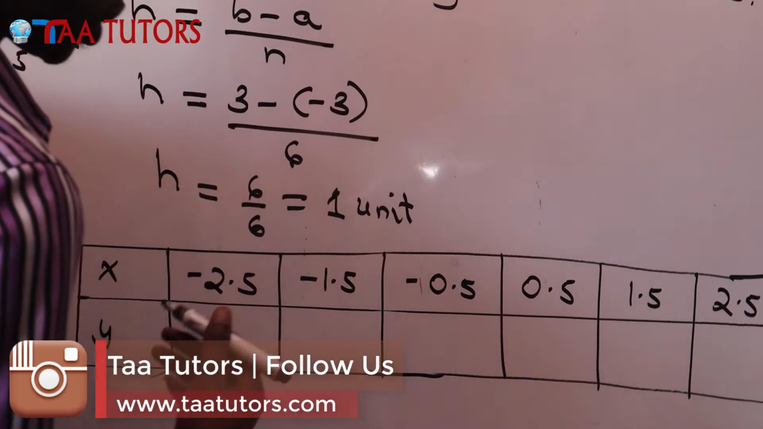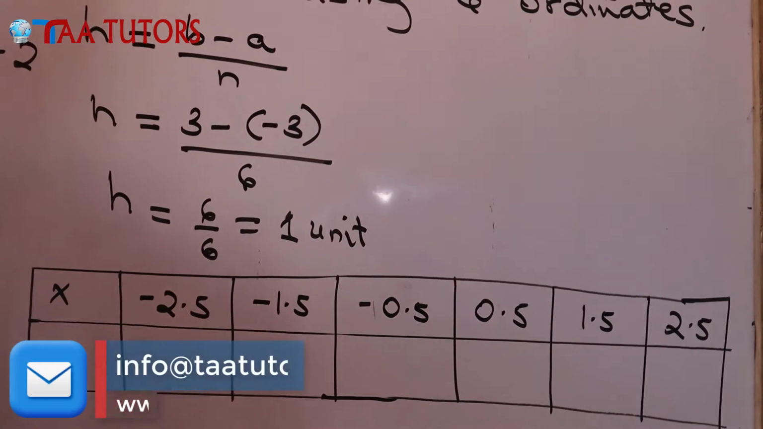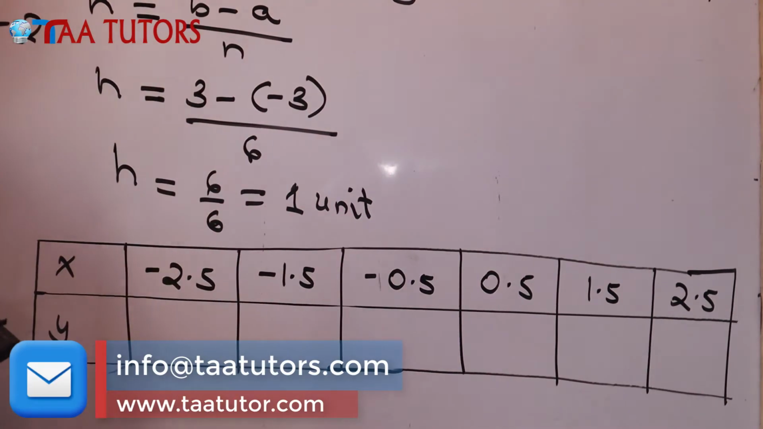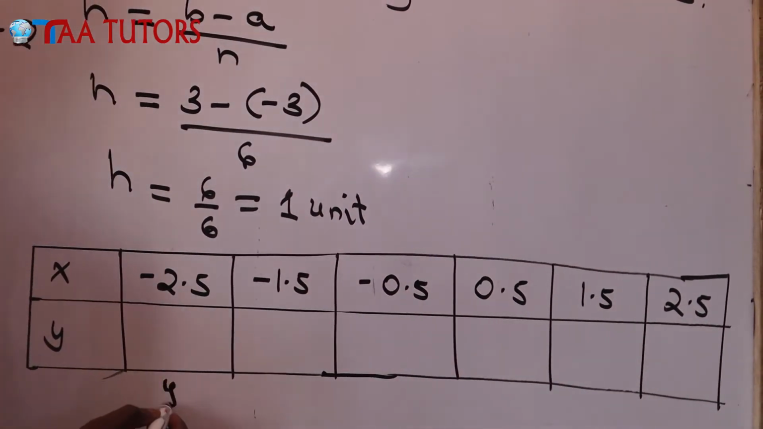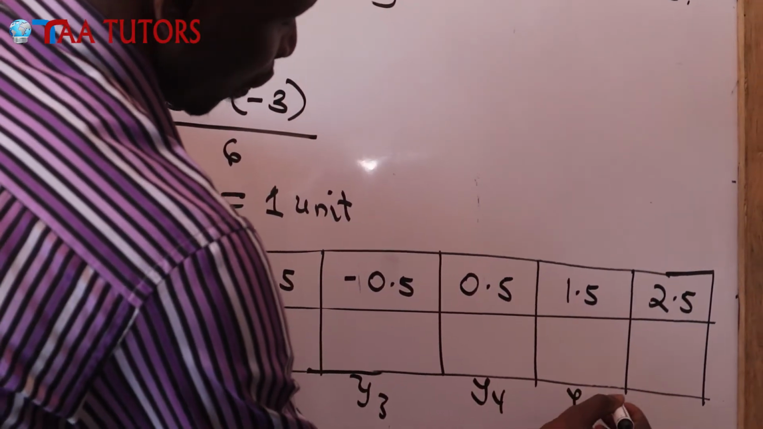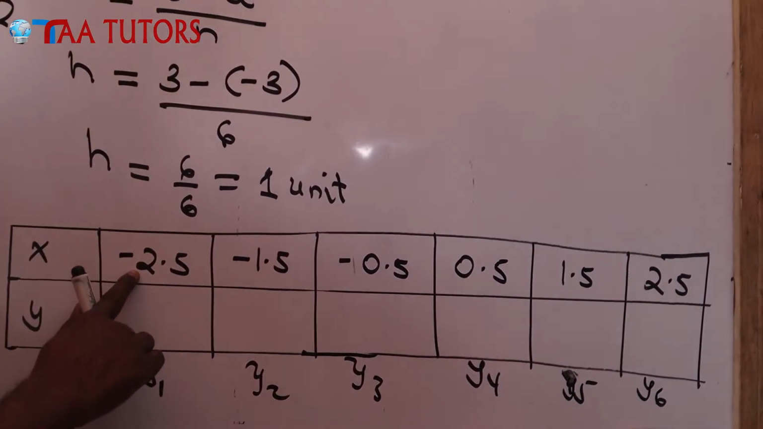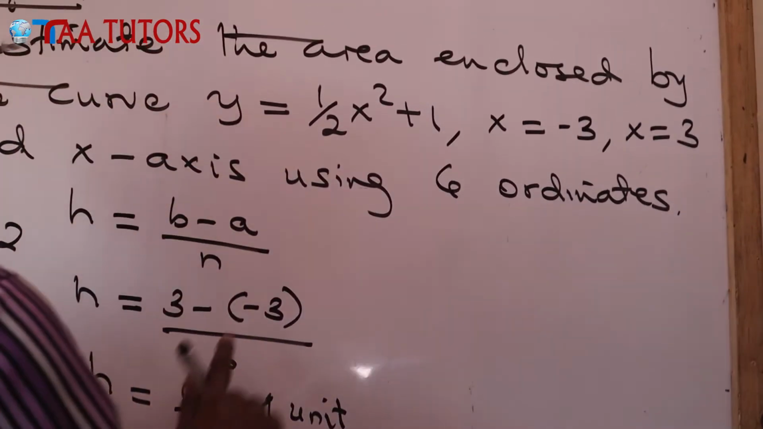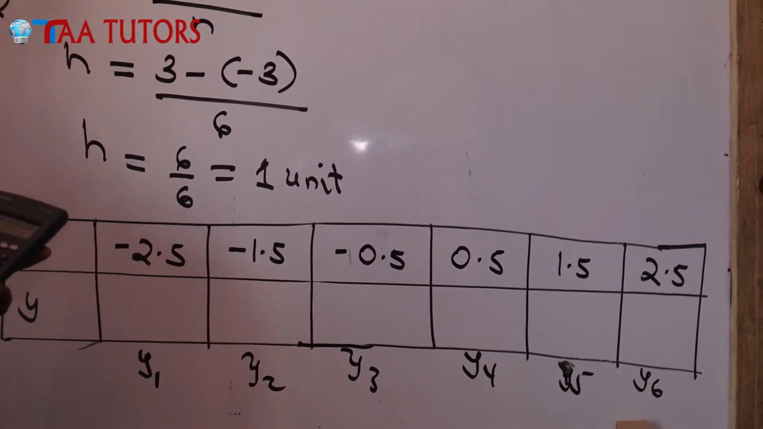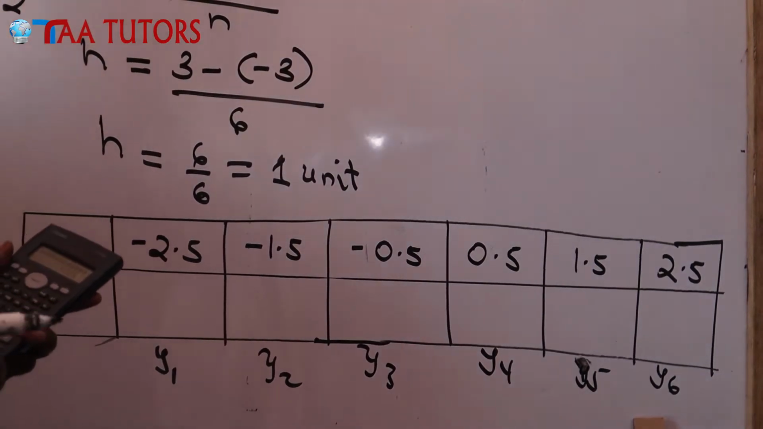Because those are the ordinates, the mid-ordinates will help us determine the points or the ordinates we need to work with. So with this, this is where y1 will be, y2, y3, y4, y5, and finally y6. What I need to do here is to substitute this value of x, the mid-ordinate, into the function, which is going to be 0.5 or a half times negative 2.5 squared plus 1.